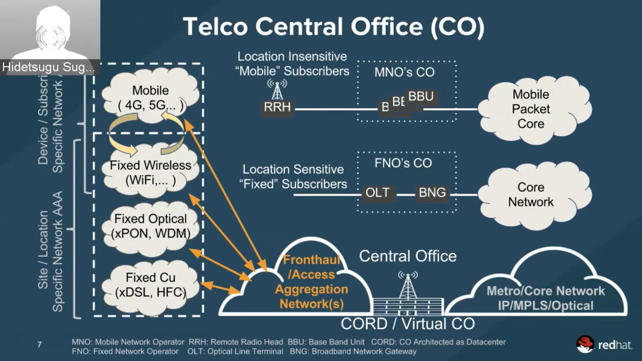As you might know, there is a project called CORD, or virtual CO, to virtualize network functions and to disaggregate network access technology in the central office. Both CORD and the virtual CO can help to save collocation space in the central office and can add value-added services such as edge computing service into the central office.